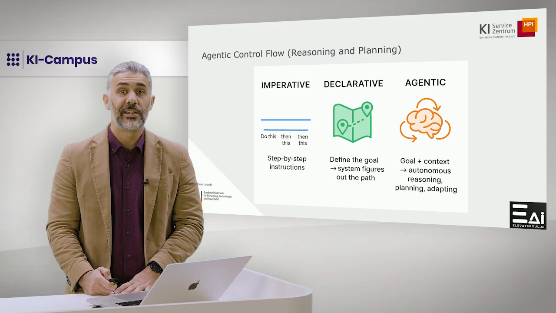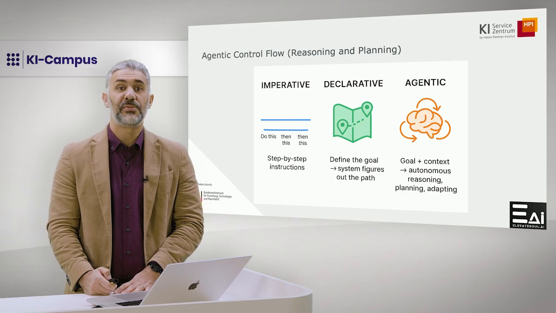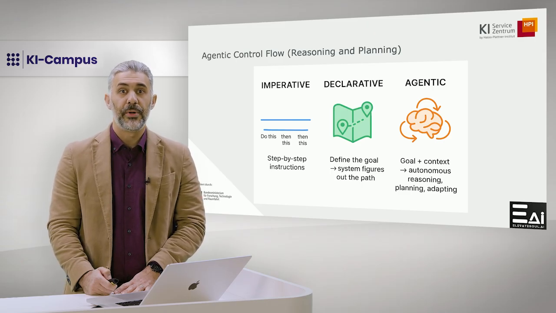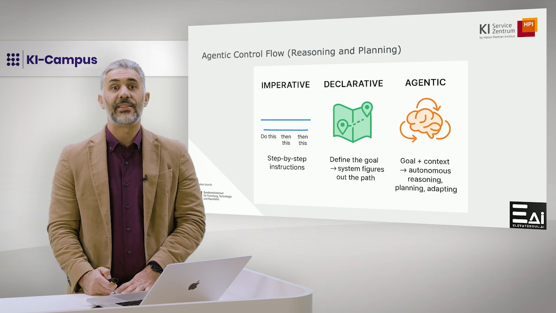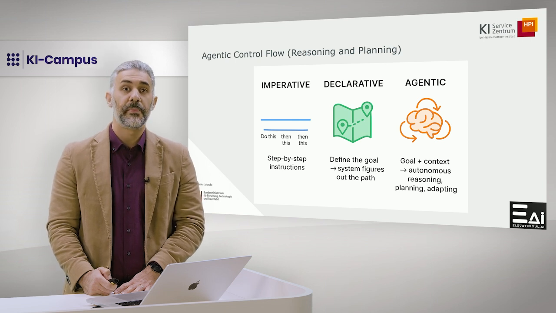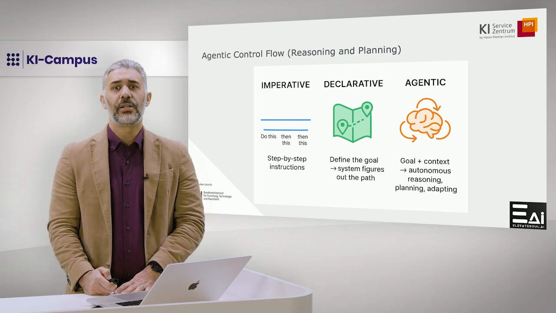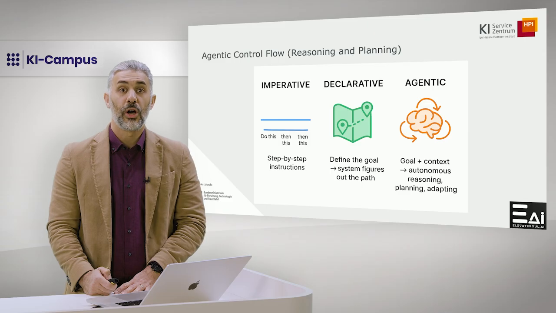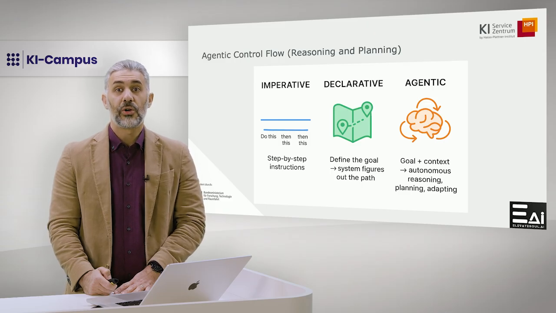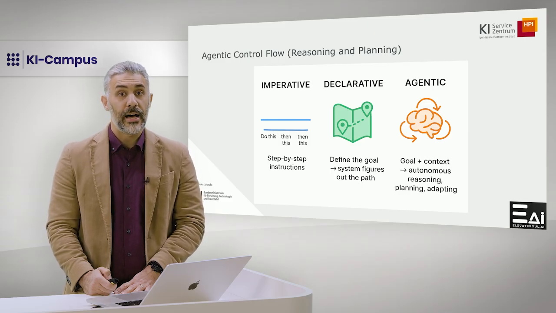Next is the declarative model. Instead of spelling out every step, we define the goal and the system figures out the path. Examples include SQL or logic programming. We describe what we want, not how to do it.